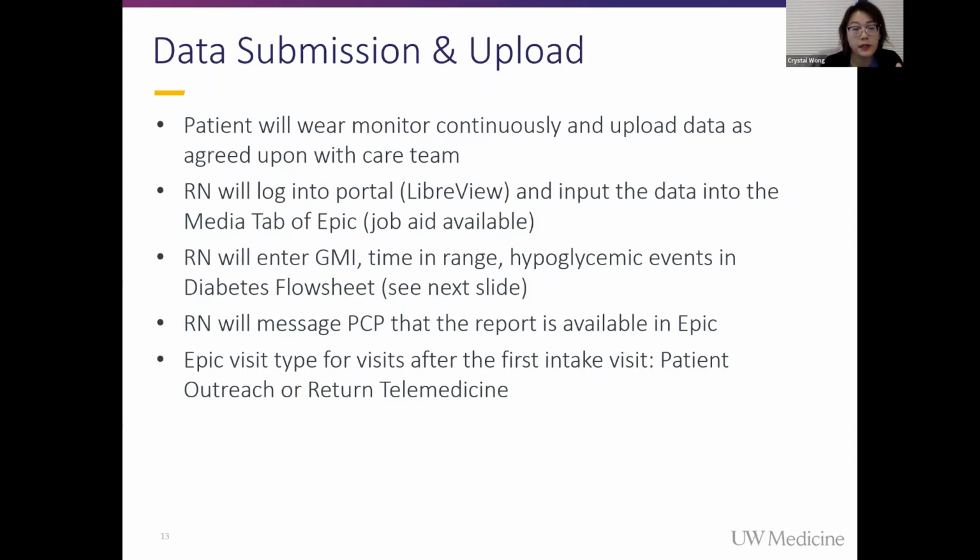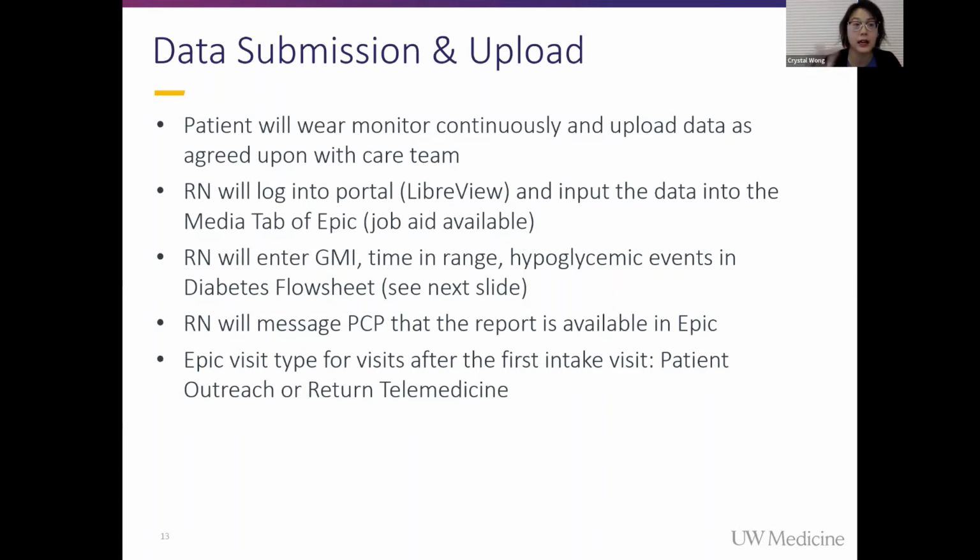And then in between, the RN or RD will be logging into LibreView, downloading the AGP reports, putting them into Epic, and then pinging you with an in-basket encounter that has a standard dot phrase in it. The RN dot phrase they're going to be using for this communication has a couple of things in it. One, it has a brief collection of the key data metrics from the AGP report, like the GMI and the time in range and any hypos.